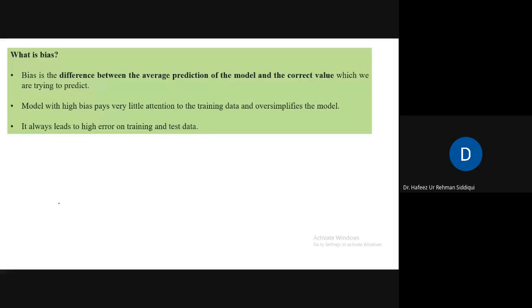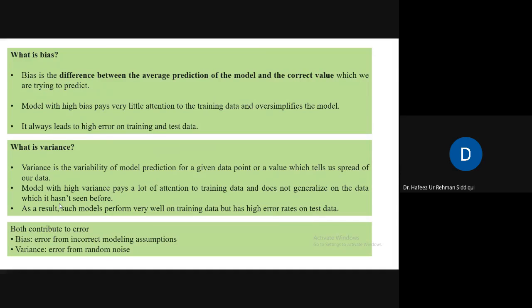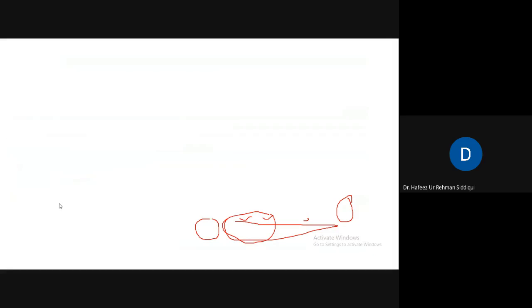And after that, we have discussed bias and variances. What is bias? We have seen that bias is just underfitting, and variances is overfitting.